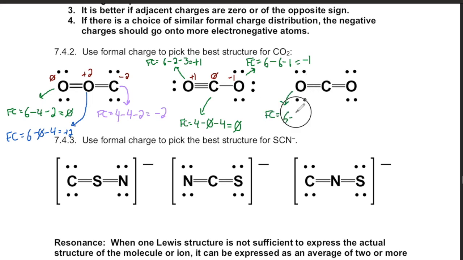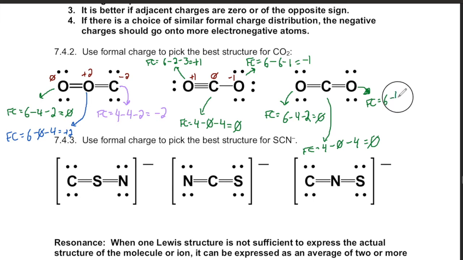We have 6 valence electrons, 4 lone pair electrons, and 2 bonds, so we have 0 on that oxygen. Carbon, we have 4 valence electrons, 0 lone pairs, and 4 bonds, so we have 0 for that one. And here, this is pretty much the same as the other oxygen. We have 6 valence electrons, 4 lone pair electrons, and 2 bonds, so 0 on that one. So we have all 3 of these atoms in their most stable configuration that they like with 0 formal charges.